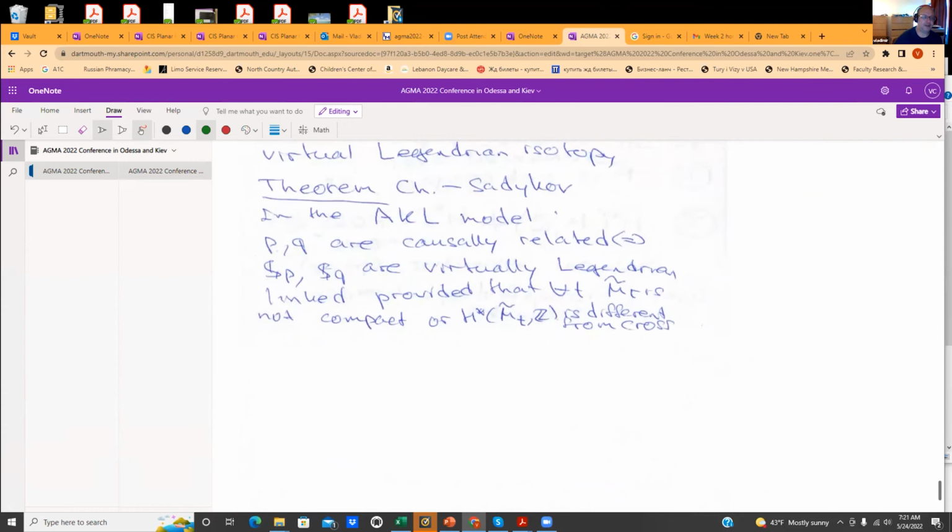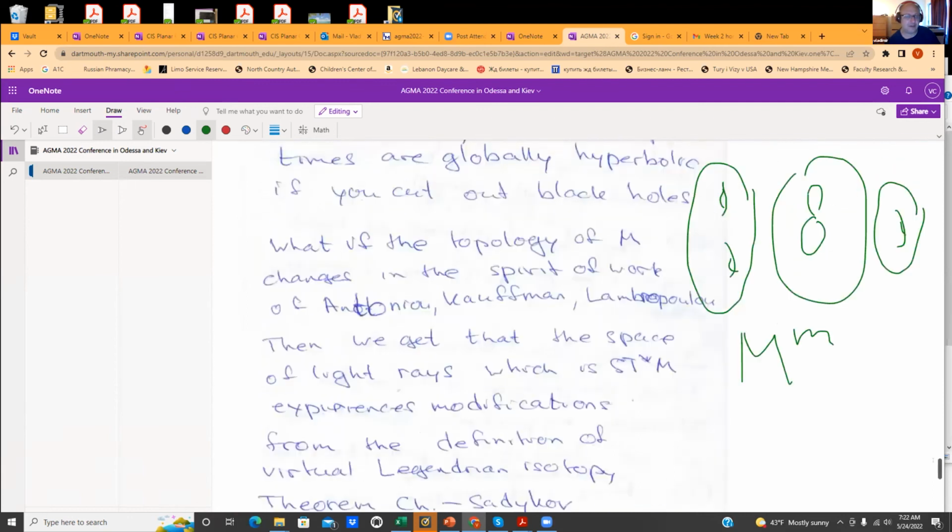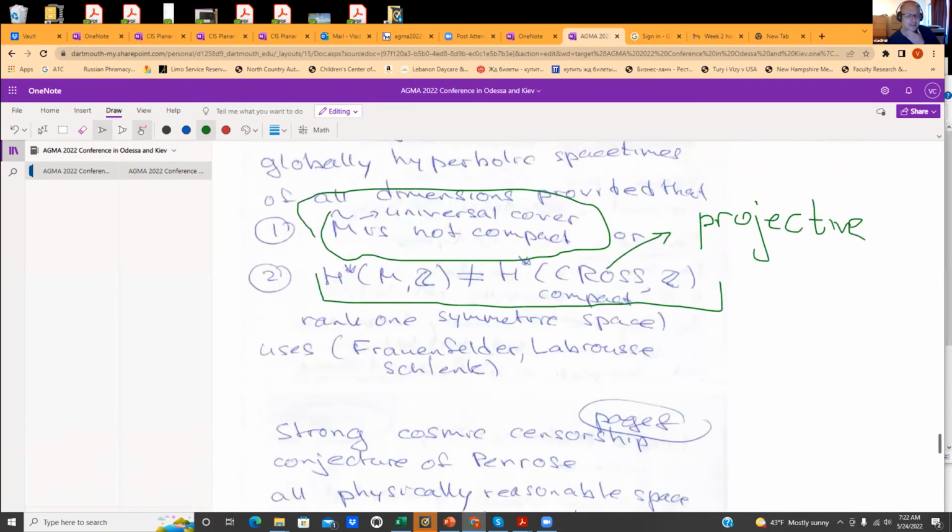Two points are causally related exactly if the corresponding Legendrian spheres are Legendrianly linked, provided that for all slices of the space-time which are changing with time, either the universal covering is not compact, or the integer cohomology is different from that of a compact rank 1 symmetric space. So how did this strange condition appear? This strange condition basically is the Bott-Samuelson theorem.